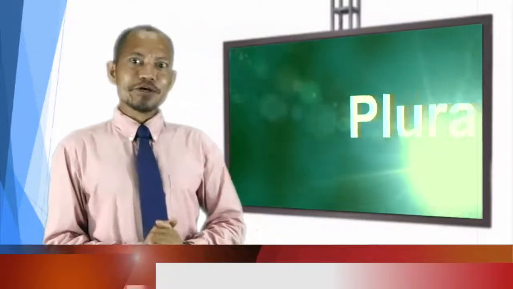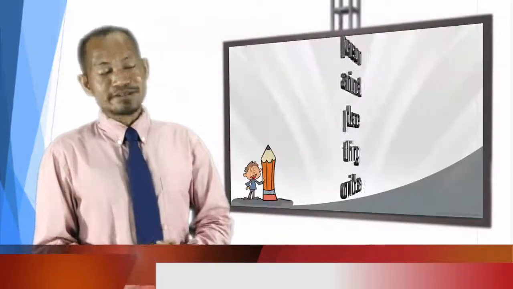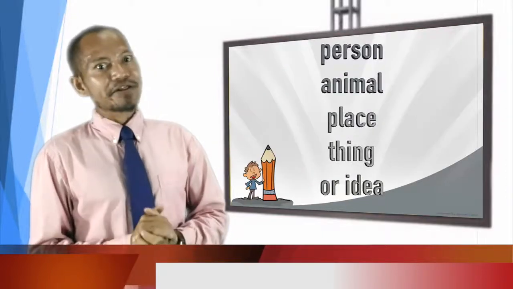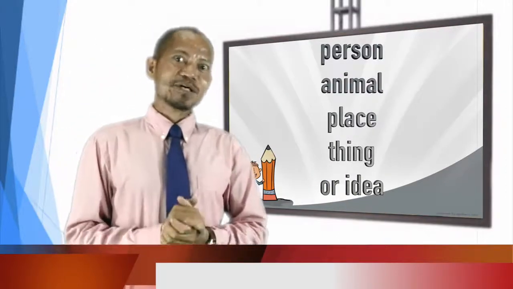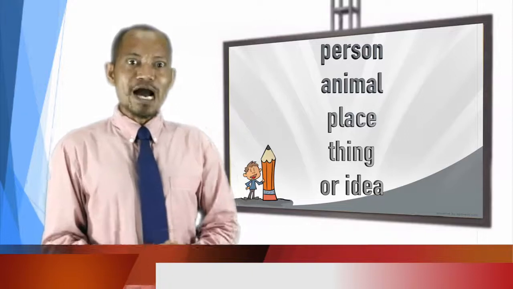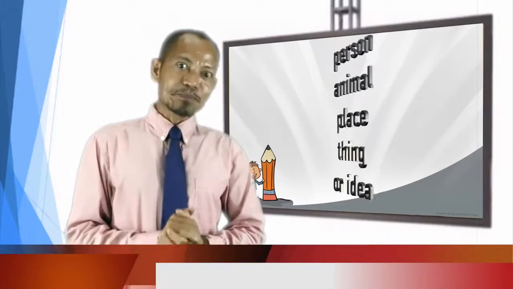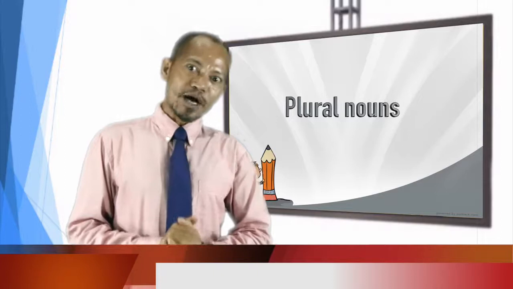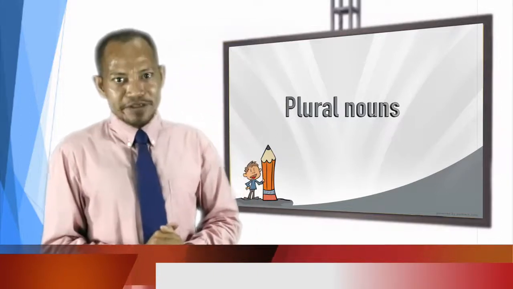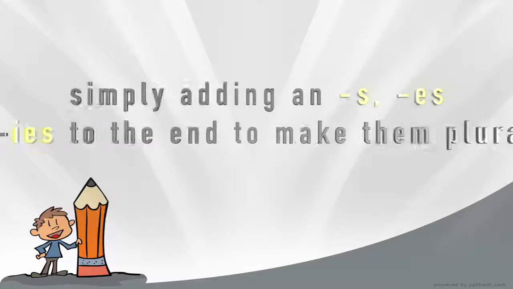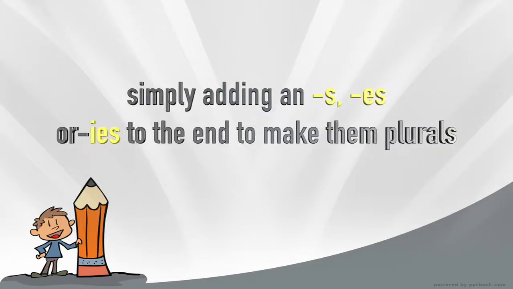A plural noun is a word that indicates that there is more than one person, animal, place, thing, or idea. When you talk about more than one of anything, you are using plural nouns. And when you write about more than one of anything, you use the same word, simply adding an s or es or ies, as you can see there, to the end to make the plural.